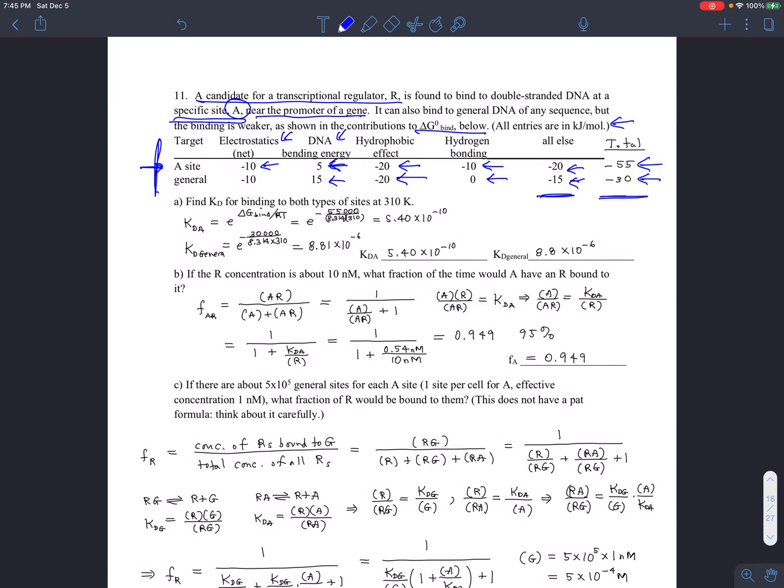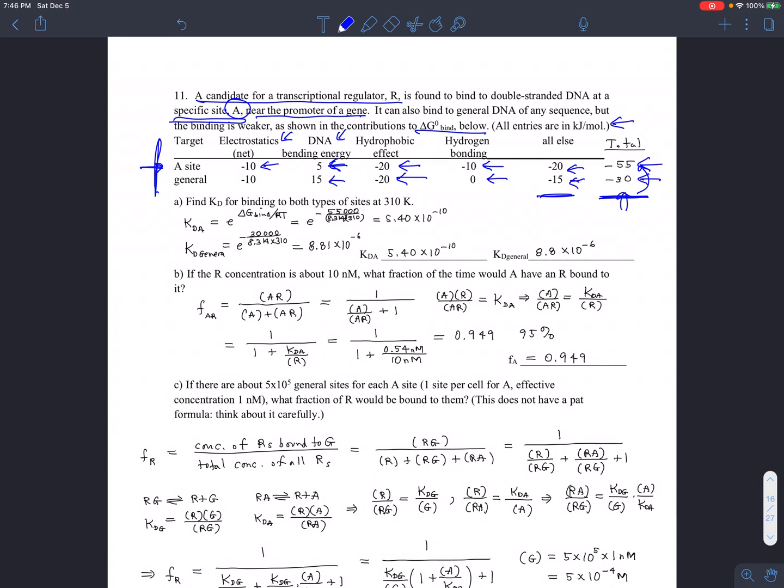There's a zillion generic sites and only one A site, and yet the delta G for binding to the generic sites is comparable, at least, to the delta G for binding to the A site, and the lesson for that is, as we'll see below, that doesn't matter. You can still saturate the A site.